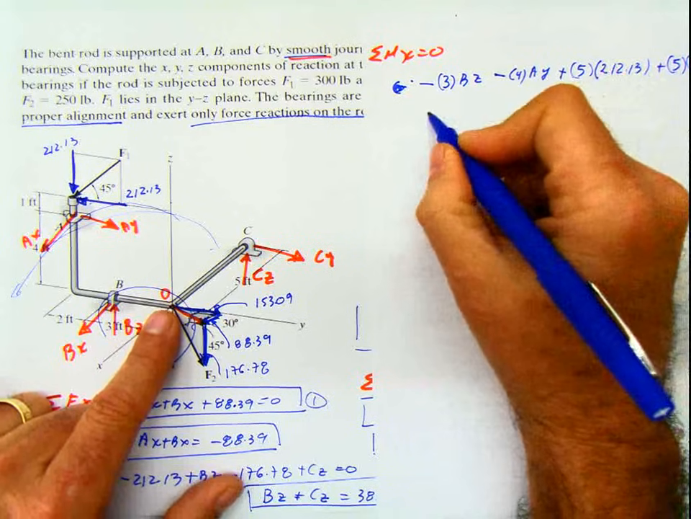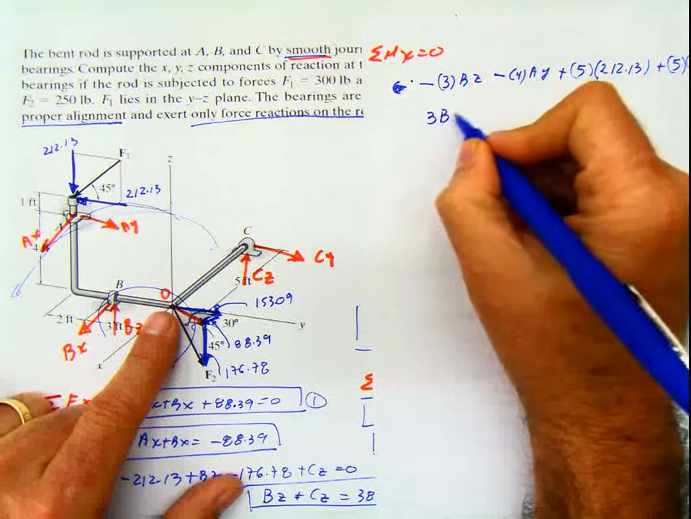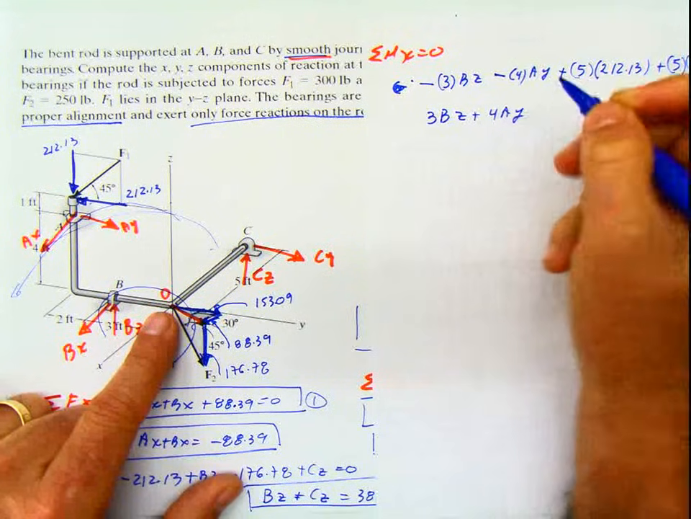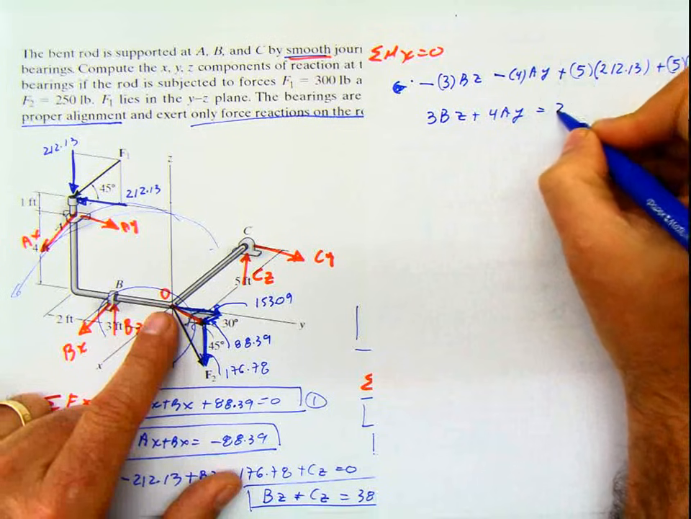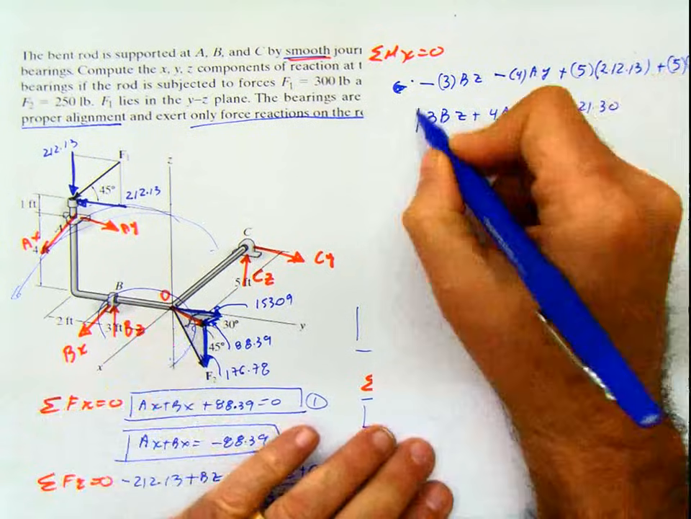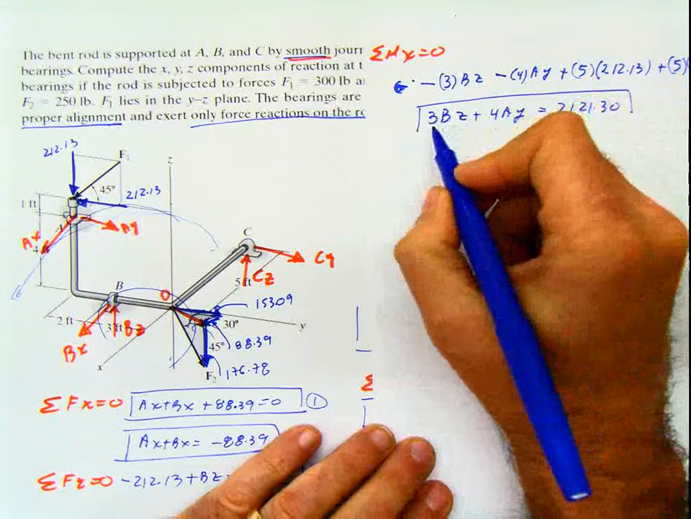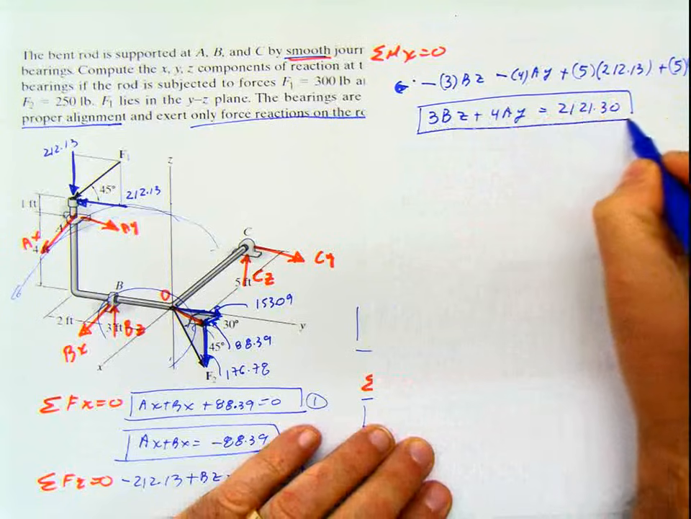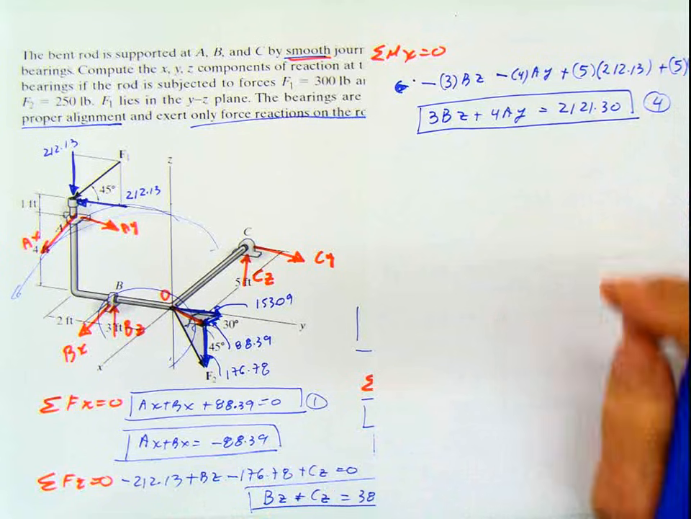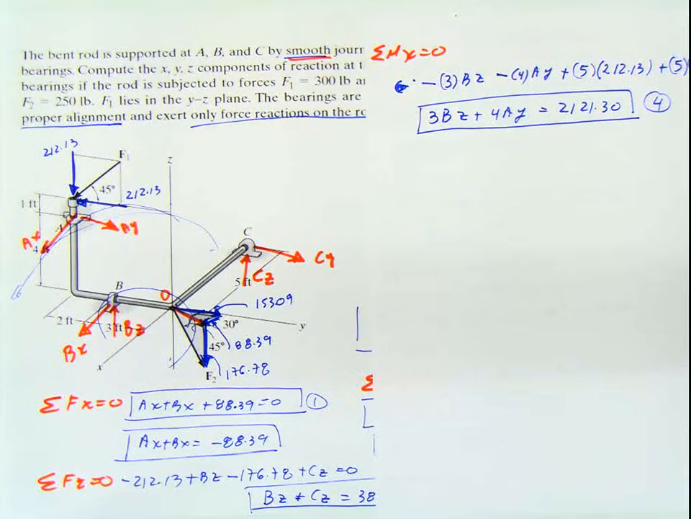And from here I can get an equation that says 3bz plus 4ay equals 21.30, and that will be my equation number 4. Now equation number 5.